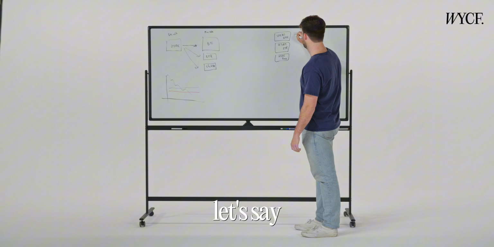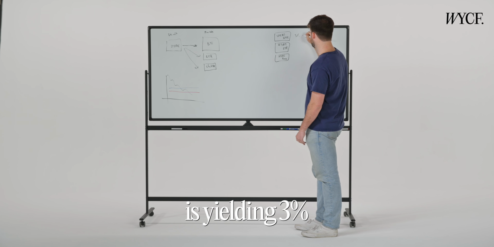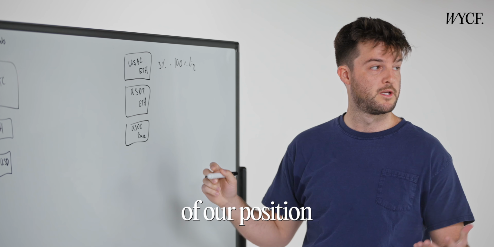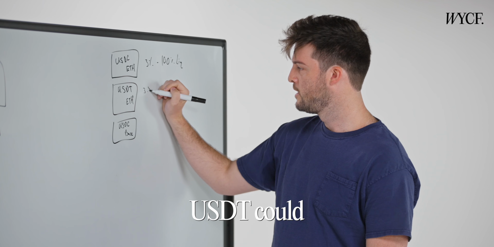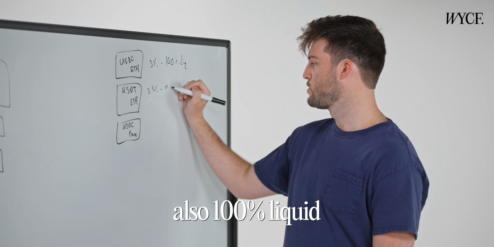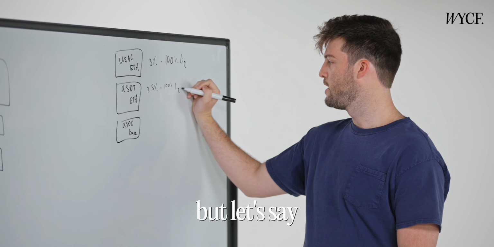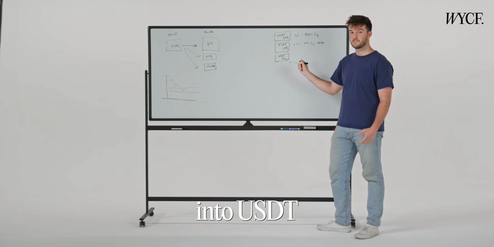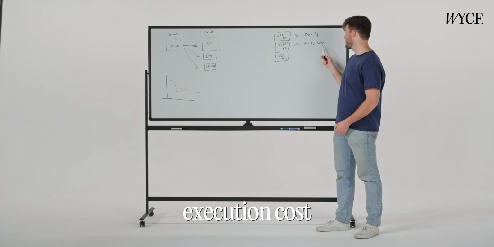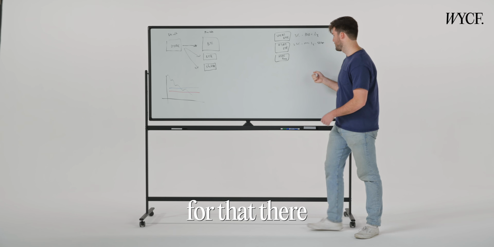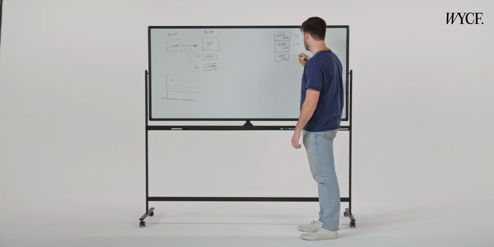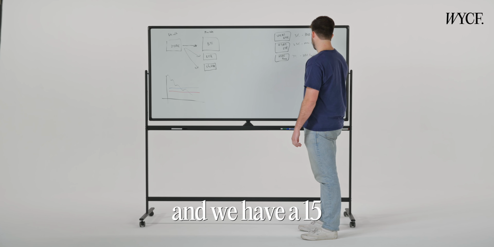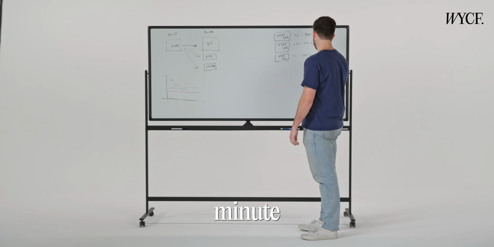Let's say the USDC vault on ETH is yielding 3% and is 100% liquid, which means we can withdraw 100% of our position if we deposit. USDT could be yielding 3.5%, also 100% liquid, but let's say there's a 50 bips round trip cost. If we're in USDC and we're swapping into USDT, we are incurring an immediate execution cost, and so we need to account for that there. And then let's say for USDC on Base, we're yielding 7% but 20% liquid, and we have a 15-minute bridge time.